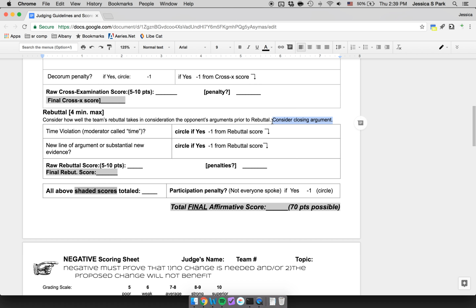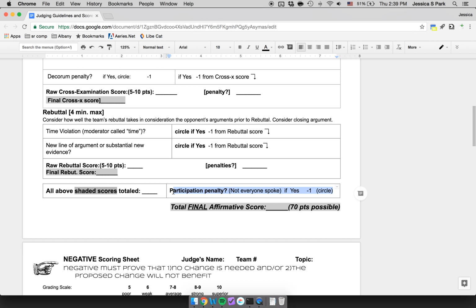There are two possible penalties. One is for going over time. Again, this is a 1-point penalty for the rebuttal speaker. The other penalty is if you introduce a new subclaim or new evidence, the judges should also remove a point because you are not following directions. They will give you a raw score, and then they will take out your penalties from that score to give you a final score. The last thing that I want to point out is that there is this participation penalty.